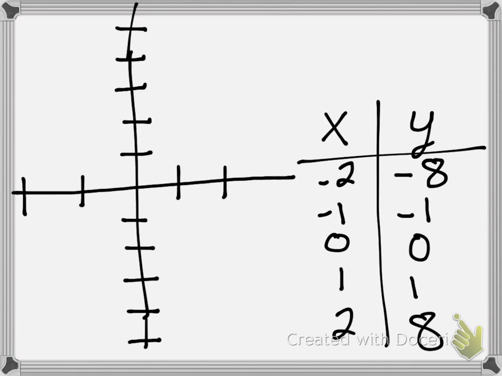Alright, so trying to go and graph these points. We have one at 0, 0, 1, 1, -1, -1, and then of course 2, 8, so it's going to be way up there, and -2, -8, so way at the bottom here as well.